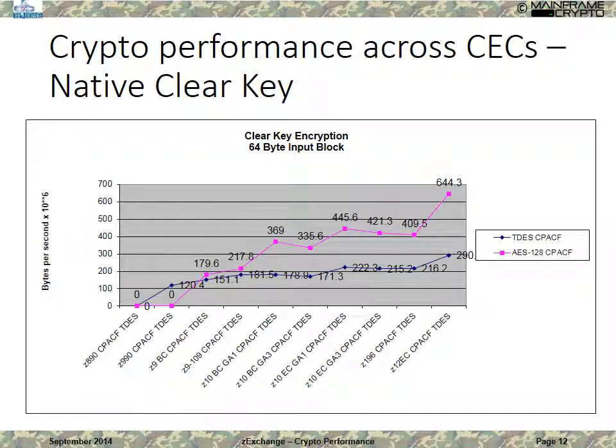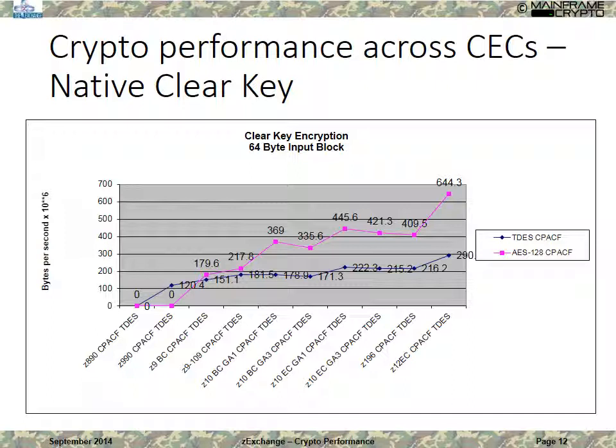This slide is comparing performance across the generations. So it's looking at triple DES and AES clear key encryption, starting with the Z990, which only supported triple DES. Those older machines could do about 120.4 times 10 to the 6 bytes per second of TDES encryption. The zEC12 today can do 290 times 10 to the 6 bytes per second. So there's been a steady improvement in the triple DES algorithm.